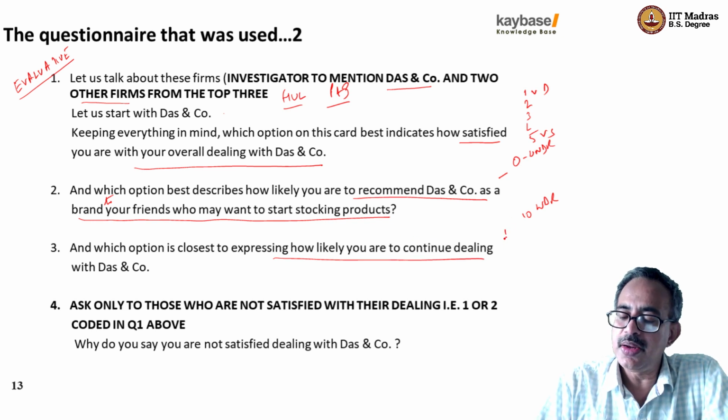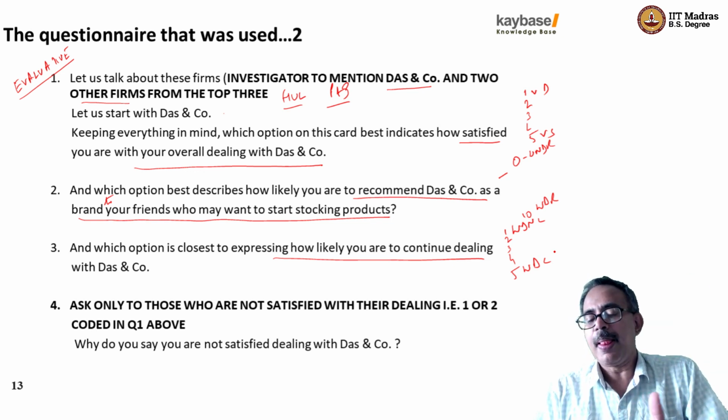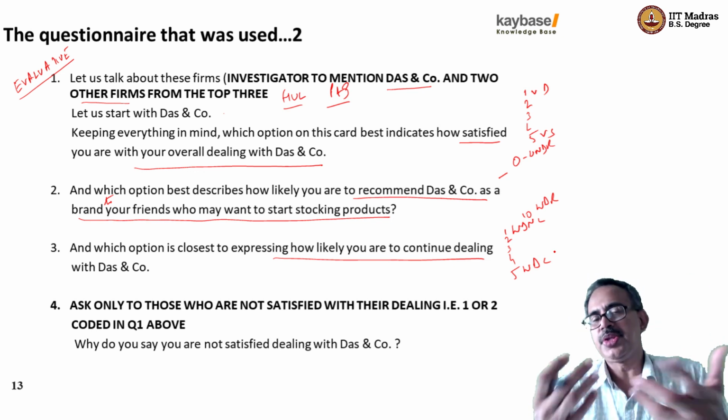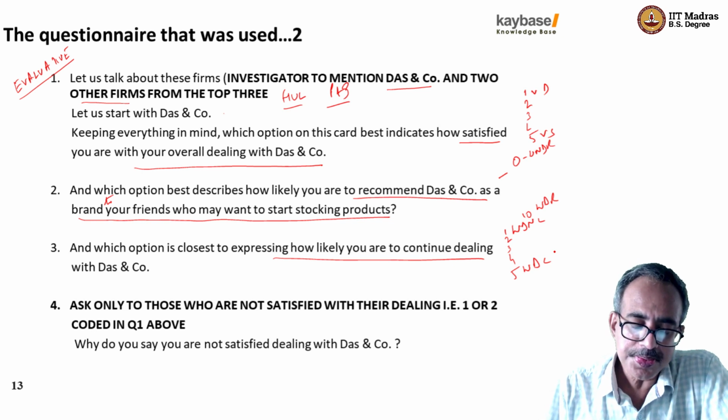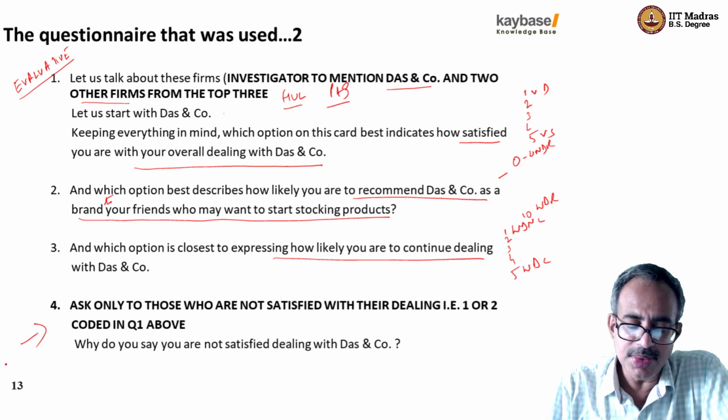And which option is closest to expressing how likely you are to continue dealing? This again has a scale of 1, 2, 3, 4, 5. Will definitely not continue, to will definitely continue. We've seen the scales before, so I put them on the next page, but I'm sure it's familiar enough for you now. Then the 4th follow-up question comes.